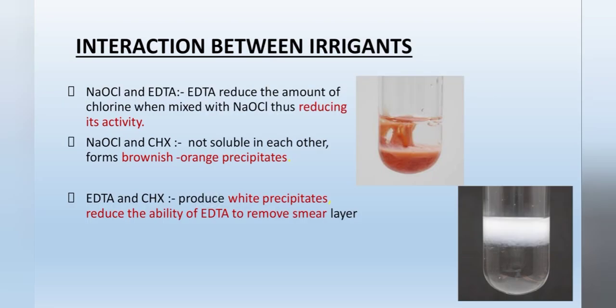Next, interaction between irrigants, sodium hypochlorite and EDTA. EDTA reduces the amount of chlorine when mixed with NaOCl, thus reducing its activity. That's why we use first NaOCl, after that EDTA.